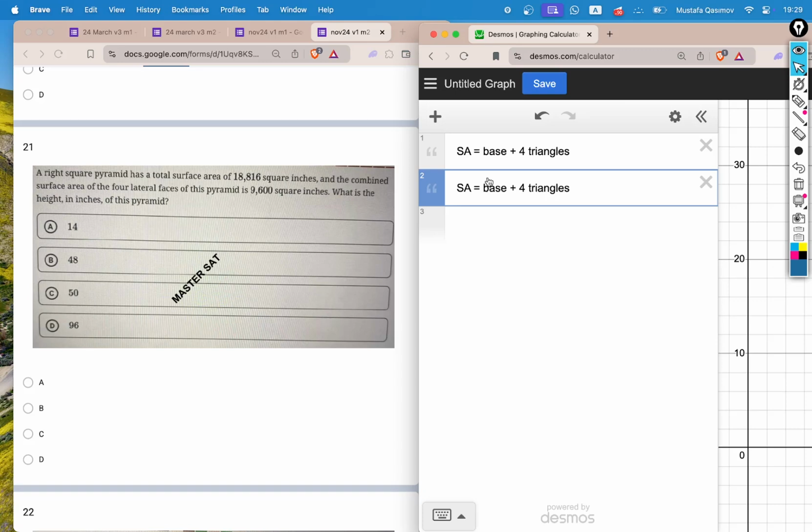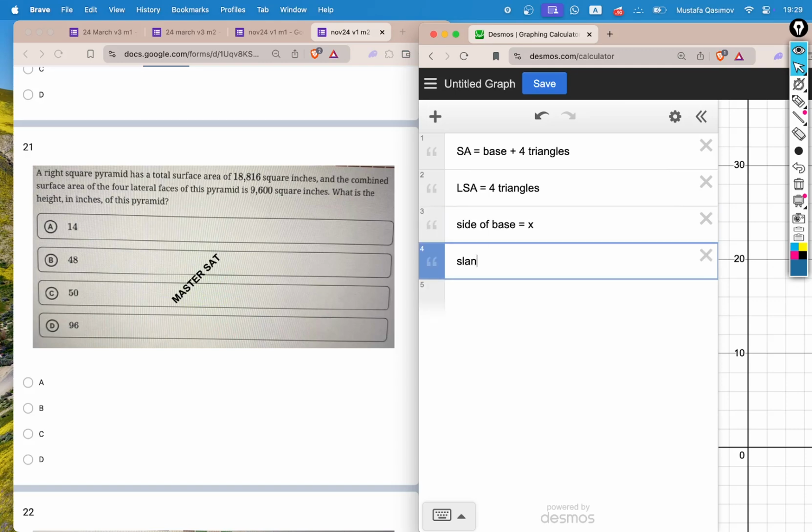And lateral surface area is equal to just for triangle, okay? From here, let's say that side of base is equal to x, and slant height, I hope you understand what is slant height. It is the height of triangle. It is y.